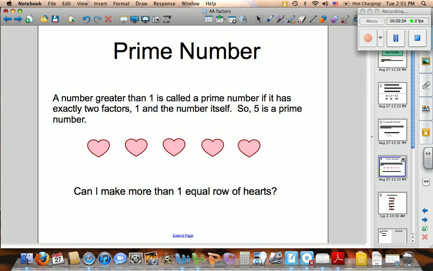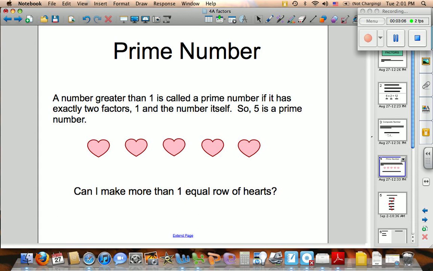And one way you can kind of think about if a number is a prime number is I have 5 hearts here in this row. And my question is, can I make more than 1 equal row of hearts? So I have these 5 hearts. If I wanted to rearrange them to make 2 rows, I wouldn't have an equal number in each row, right? I would have 3 in one row and 2 in the other, or 4 in one row and 1 in the other. So if you cannot make more than 1 equal row using that number, then it is a prime number.